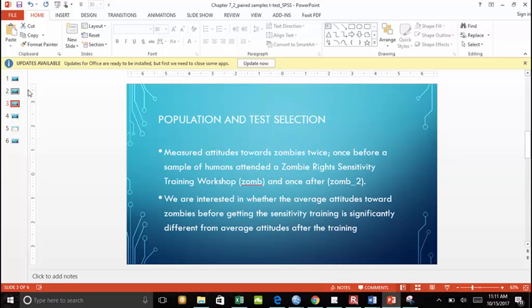This is just to reiterate what happened. They measured attitudes towards zombies twice. Once before a sample of humans attended a zombie rights sensitivity training workshop. That's that variable zomb. And once after they attended the zombie rights sensitivity training workshop, that's zomb2. And so we're interested in whether the average attitudes towards zombies before and after sensitivity training is different, basically. Did the sensitivity training work?